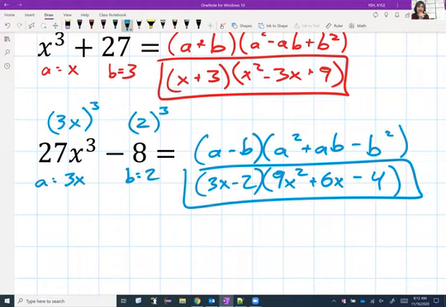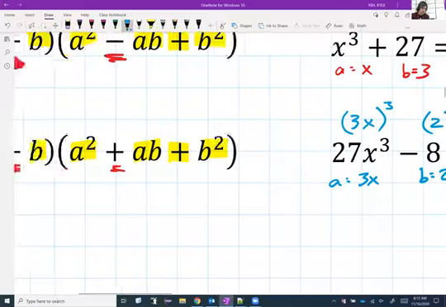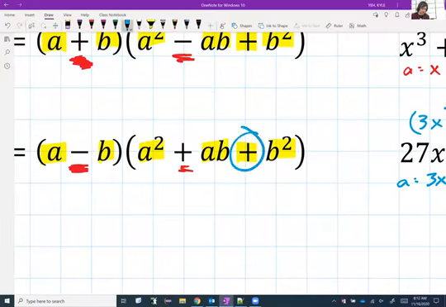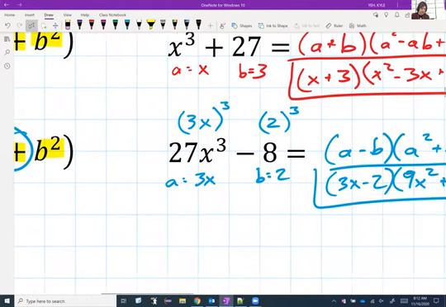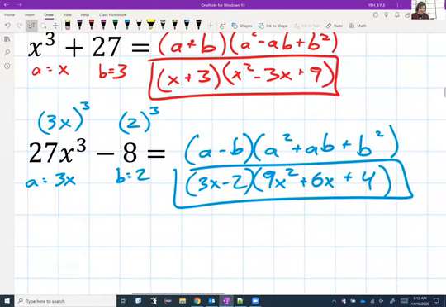So factoring that difference of two perfect cubes, we just start with the minus, have a plus to balance things out, and oh my goodness, I almost forgot, this is a plus. Everything on the end is a plus, right? I wrote that as a minus because I was thinking difference. That last sign is always a plus. So a minus b times a squared plus ab plus b squared.